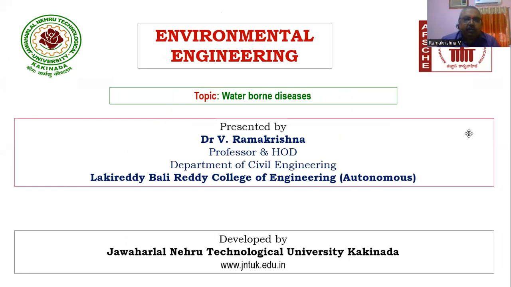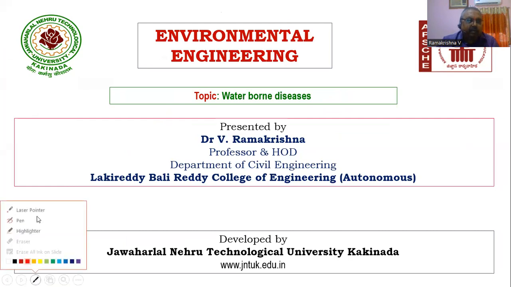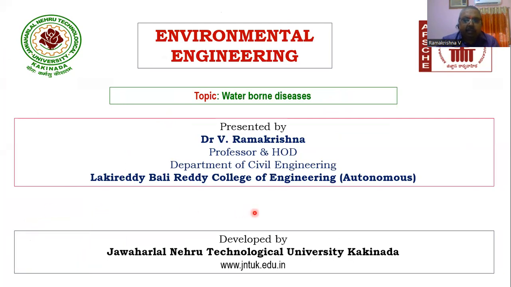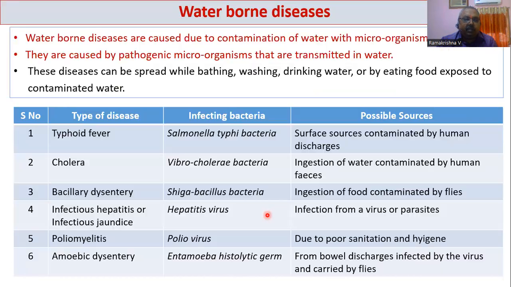So in this video, we'll discuss waterborne diseases. Waterborne diseases are mainly caused by contaminated water, microbially contaminated water, bacterial contamination. When you take that water, it causes some diseases. They are called waterborne diseases. In this video, we look at the specific types of waterborne diseases, what the root causes are, and the different options to prevent waterborne diseases.